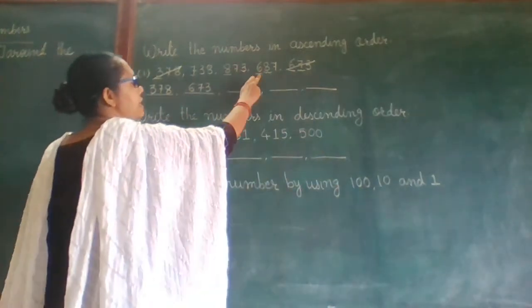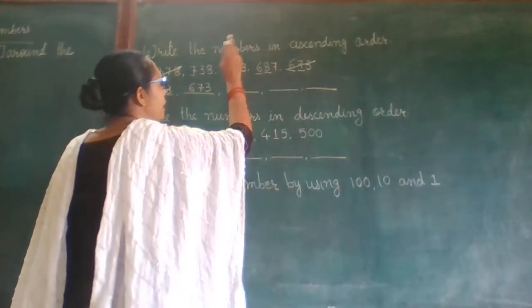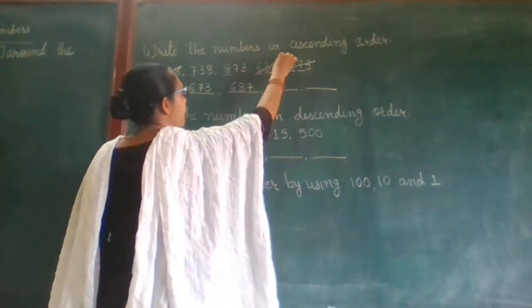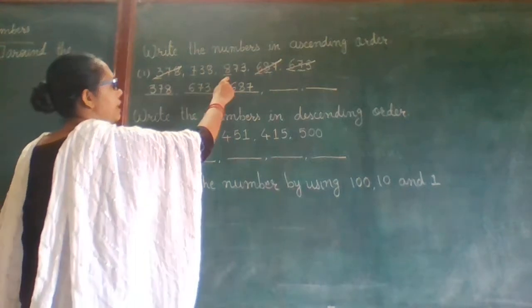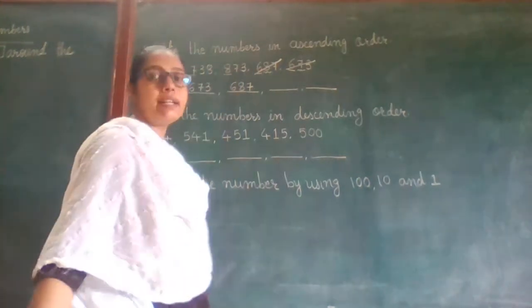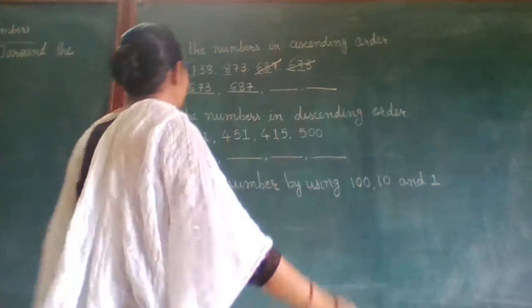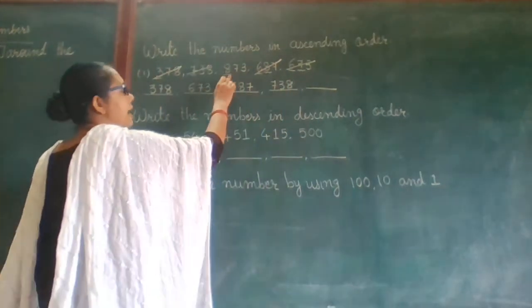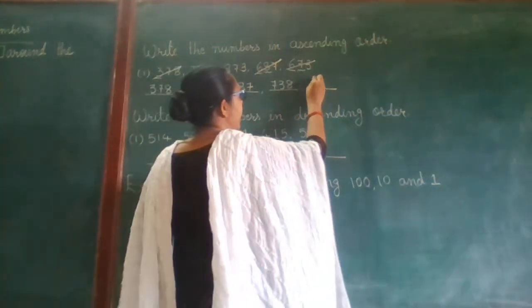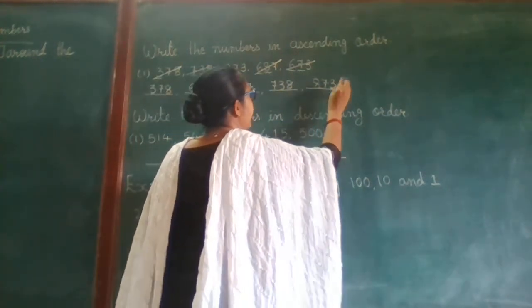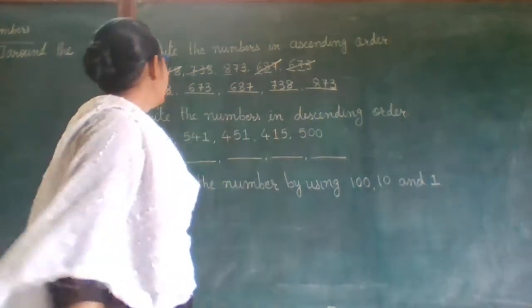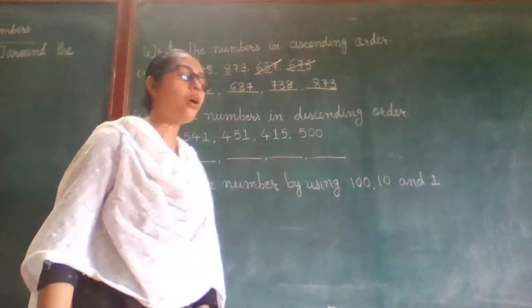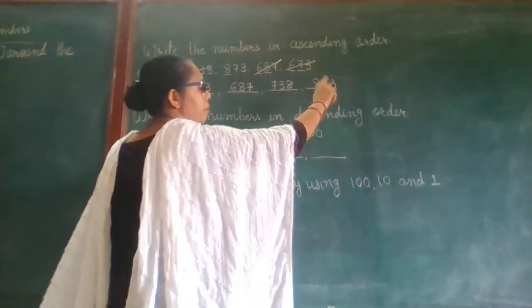Now 7, 8 and 6. 6 is smaller. So this number will come on third place. 657. Now we compare 7 and 8. Between 7 and 8, 7 is smaller. So we write it 738 and at last the biggest number is 873. So this is called to write the numbers in ascending order, means smaller to bigger.